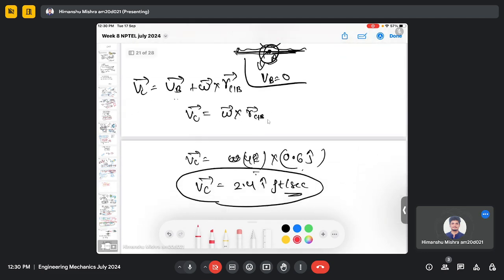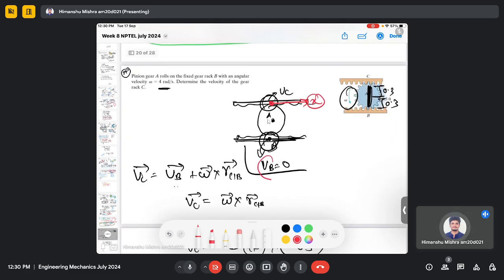So it was a pretty straightforward calculation, because we were given that the velocity at point B is 0. Otherwise we would need to find the velocity at point B from this motion, and then we could have used this expression, which is what we did in the previous question.